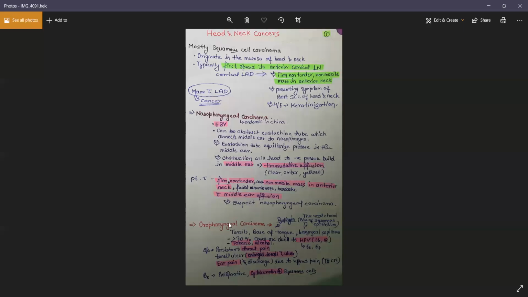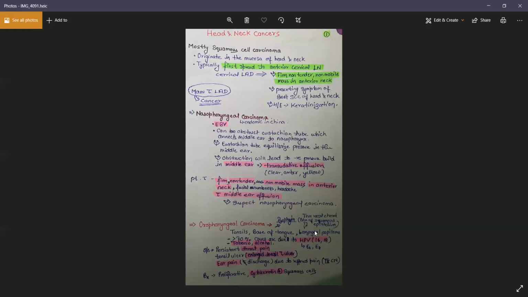So please note it is the tonsils, base of the tongue, and laryngeal structures that include the true vocal cord, because the epithelium of your true vocal cord is squamous epithelium, while the false vocal cord has a columnar epithelium for the nourishment.